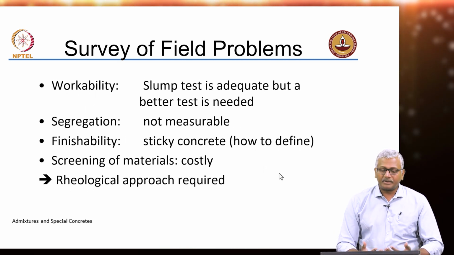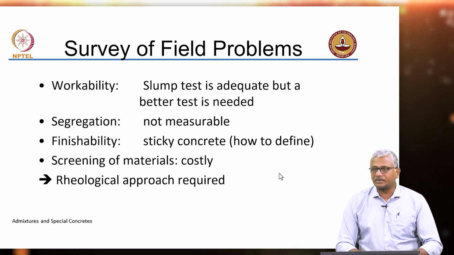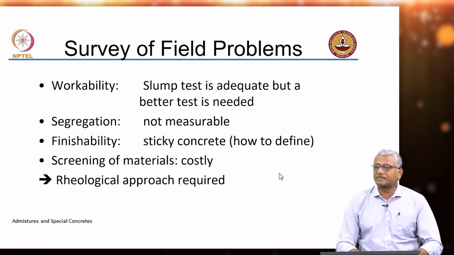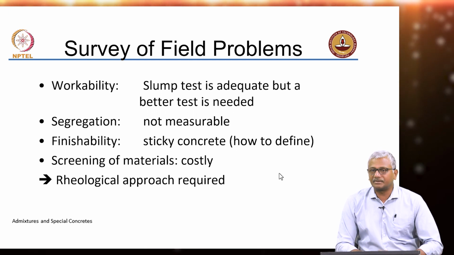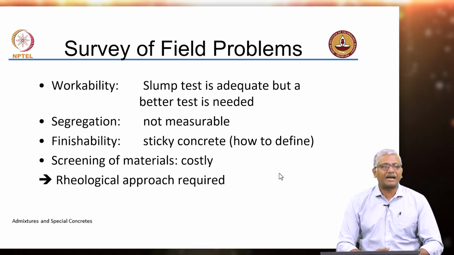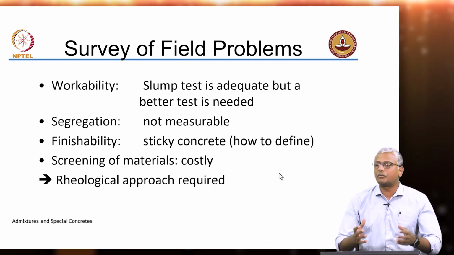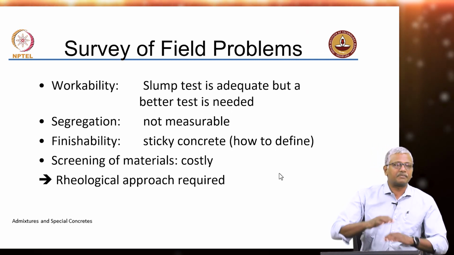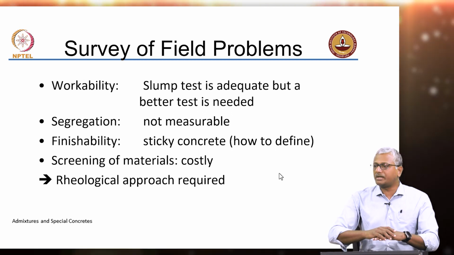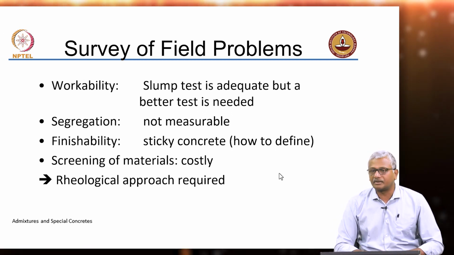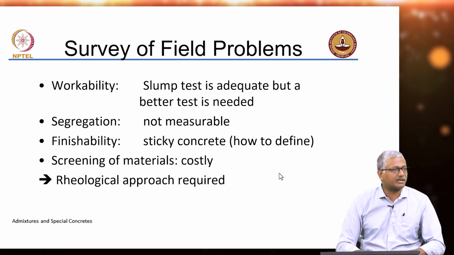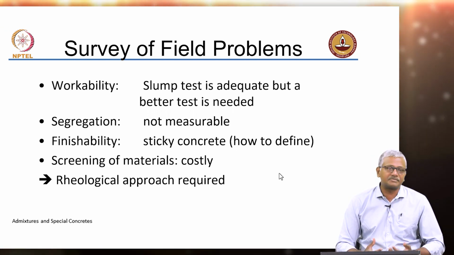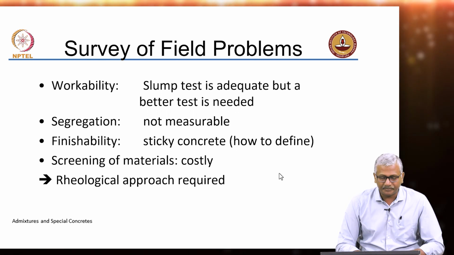So, slump test is generally adequate, but we know that definitely a better test is needed. Segregation is something that is not really measurable, right. We can only make some random measures for segregation. For instance, you keep concrete in a bucket, allow it to segregate with time, after some time separate out the top half and the bottom half of concrete and measure the amount of coarse aggregate in it. That's a good test for segregation, but it's not really a scientific test, right. It's a practical test, but not really scientific.